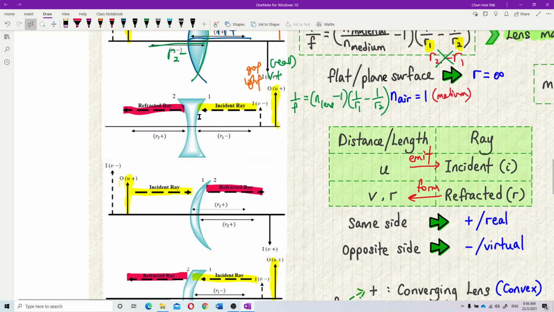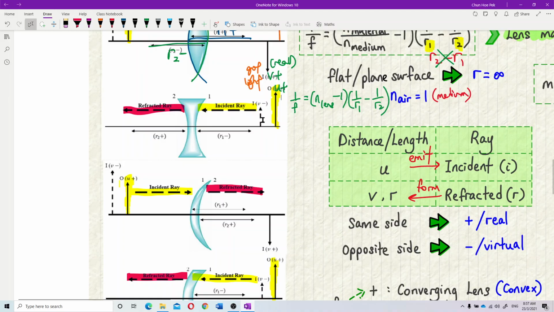Now, let us look at the second one. Let's say this is a concave lens. So the incident ray comes from the object, this time with the object at the right hand side, and the refracted ray is at the left hand side. The object distance compared with the incident ray is the same place, so we can say this is a real object, u positive. Now let's say the image is formed over here. In fact, a concave lens always forms a virtual image. Let's say the image is formed here.